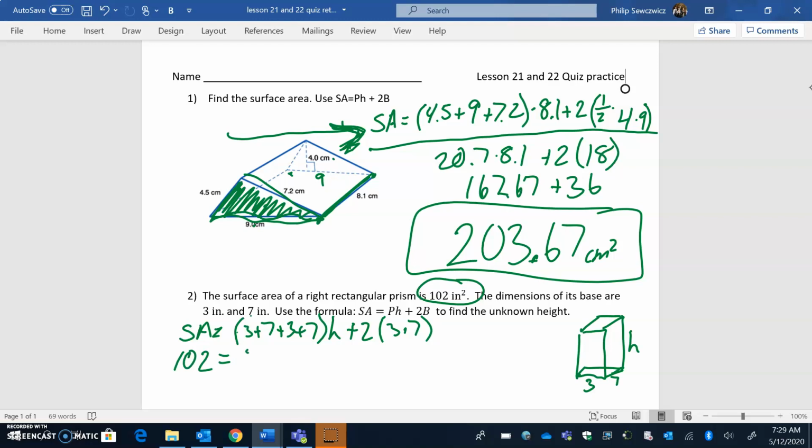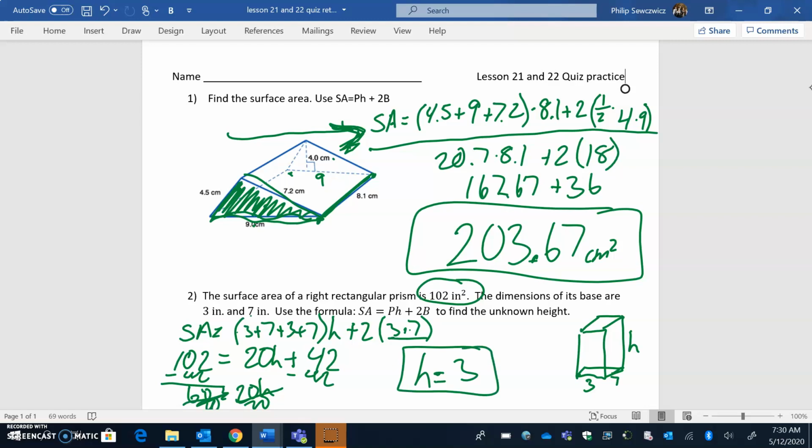So 10 and 10 make 20. So that's 20h plus 3 times 7 is 21. 21 times 2, 42. So we've got that in there. All right. And now it's just a two-step equation. So let's subtract 42 from both sides. All right. 60 equals 20h. And I can divide both sides by 20. So in this case, my height is 3.